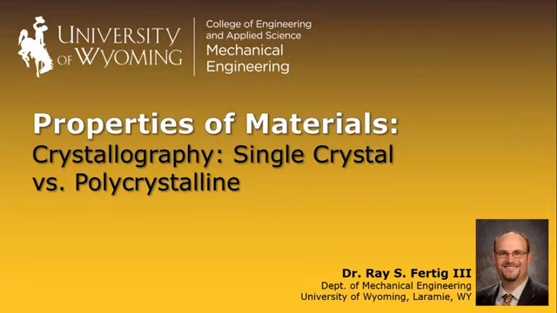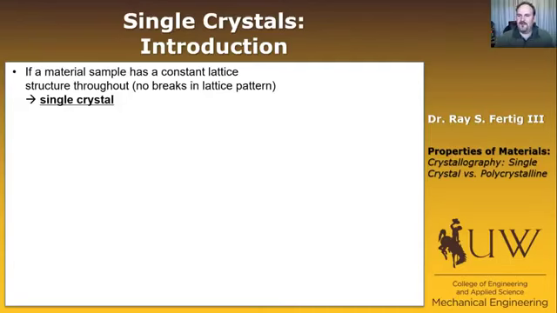Okay, in this lecture, we want to talk about the difference between single crystal materials and polycrystalline materials. So I want to go through first and just define what a single crystal material is. All that is, is a material sample that has some constant lattice structure throughout.